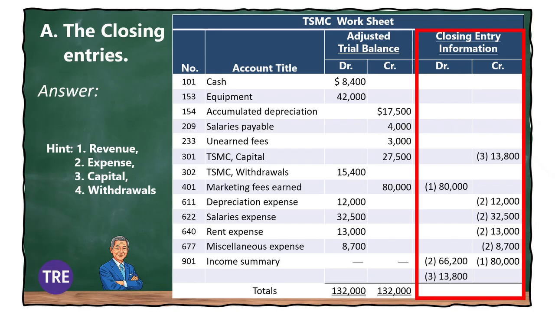And finally, step 4 is to close withdrawals. We debit capital $15,400 and credit withdrawals, so the withdrawal account is cleared. After these 4 steps, every temporary account, revenue, expenses, and withdrawals is back to 0, leaving only balance sheet accounts plus the updated capital. That prepares us for the post-closing trial balance.